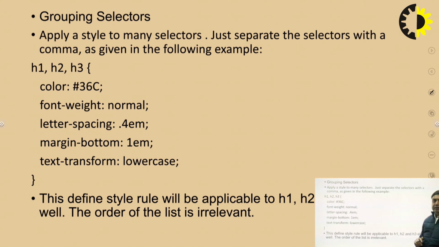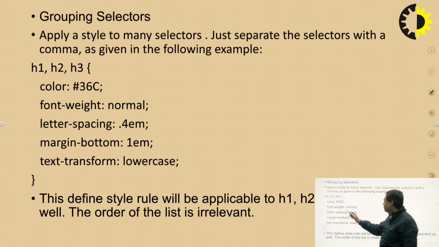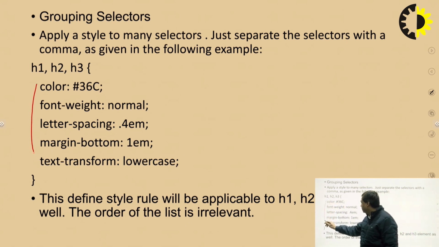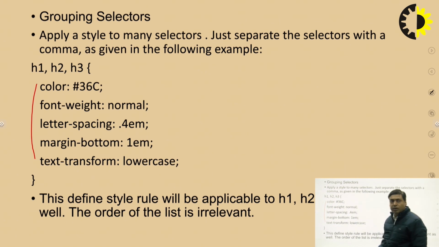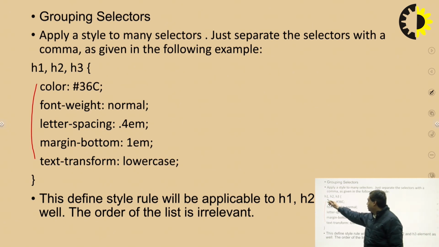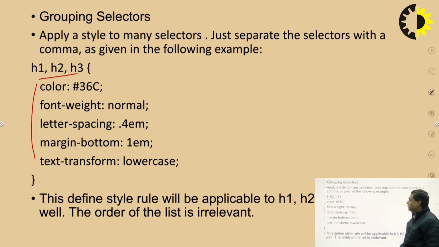Next is the grouping selector. Instead of giving the CSS to separate HTML tags, we can group the HTML tags. Like I want to put the same CSS on H1, H2, H3. So instead of writing the same CSS for the H1 tag separately, and similarly for H2 and H3, it is better to write it in one line separated by commas. So we are grouping the selector.